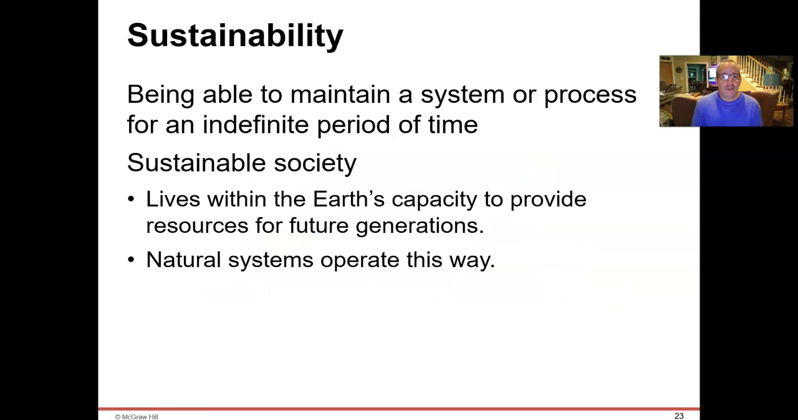And again, I've said this term several times. Sustainability means that we live within the Earth's capacity to provide resources for future generations. And all of the natural systems on Earth operate this way. That's why I referenced the deer population in our area.